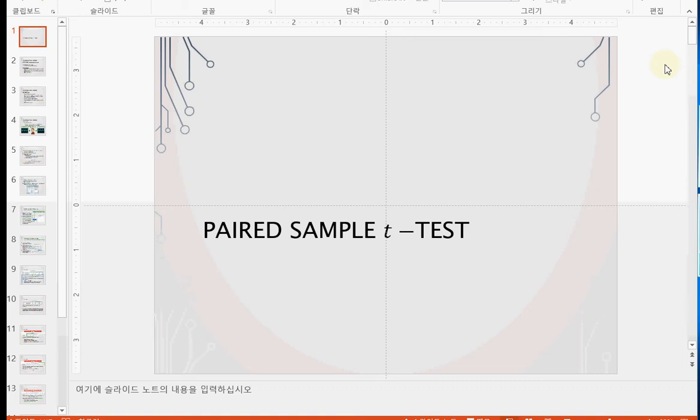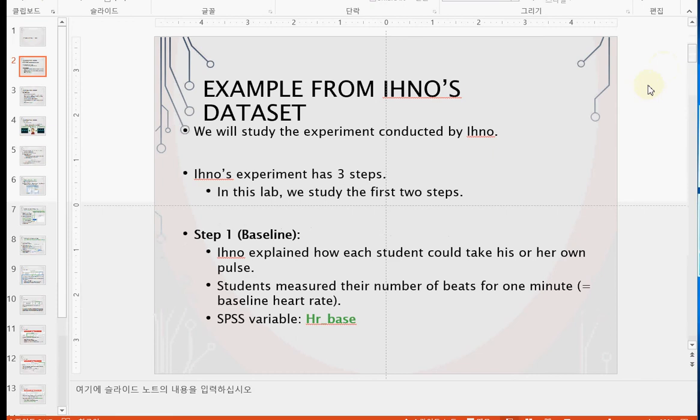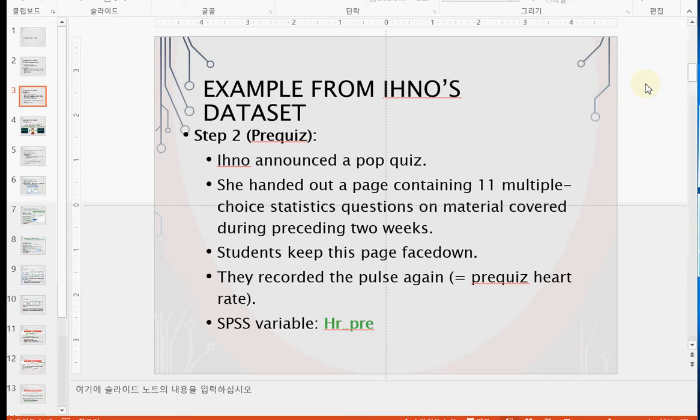Now let's go over the paired sample t-test. We're going to use INO's experiment for this. INO collected the students' heart rate and saved it as HR base, the baseline heart rate. Then INO suddenly announced a pop quiz and handed out the stats questions, and students kept them face down. Then they measured the pulse rate and saved it as HR pre, the pre-quiz heart rate.